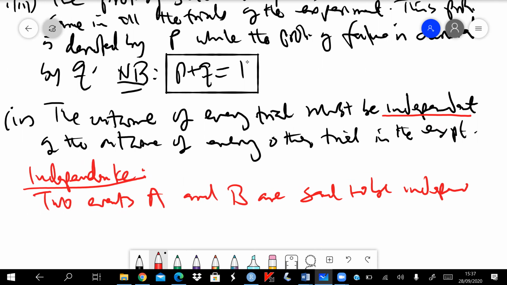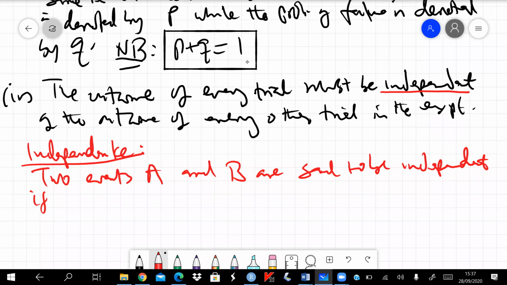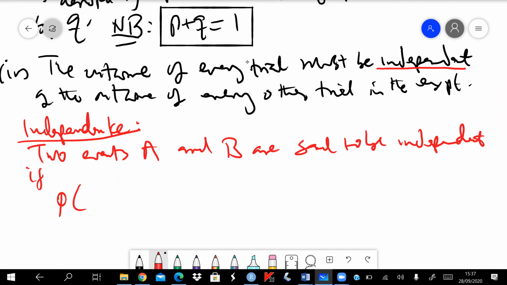They are said to be independent if, and I'm going to give a mathematical definition, the probability of A, given that B has occurred, this is conditional probability, is the same as the probability of A. That just means, in layman's language, that the occurrence of B does not in any way affect the occurrence of A.